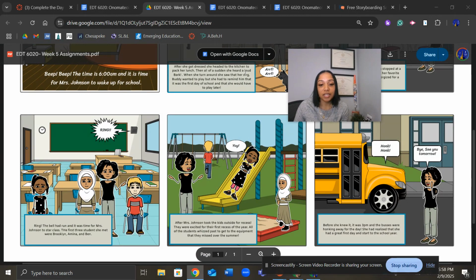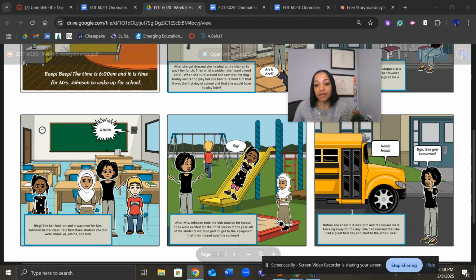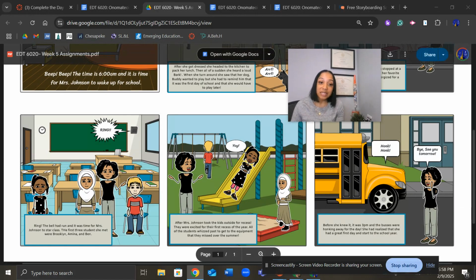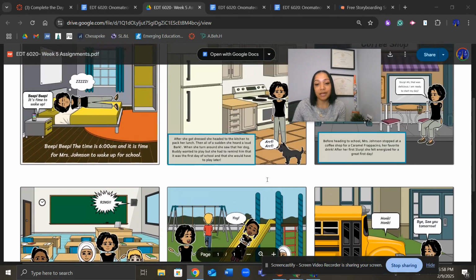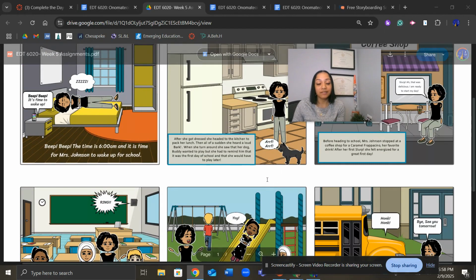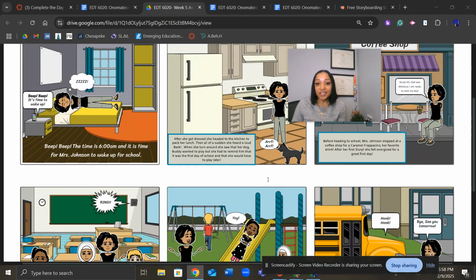Mrs. Johnson took the kids outside for recess. They were excited for their first recess of the year. All of the students whizzed past to get the equipment that they missed over the summer. Before she knew it, it was 3 p.m. and the buses were honking away for the day. She had realized that she had a great first day and a great start to the school year. So you can see I have several examples of onomatopoeia, but you'll notice I'm missing personification. That's your job to add some of yours in there.